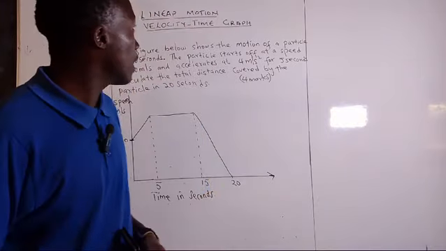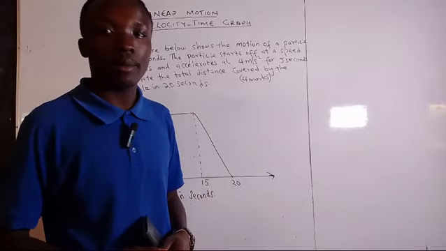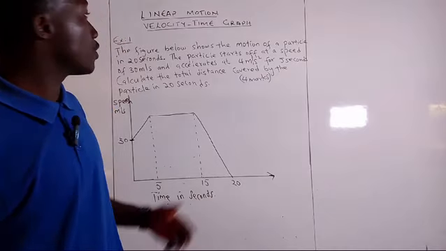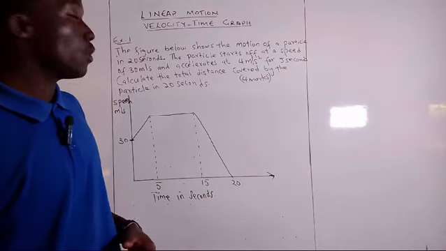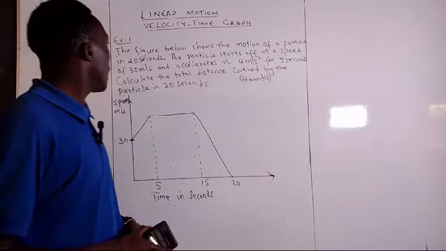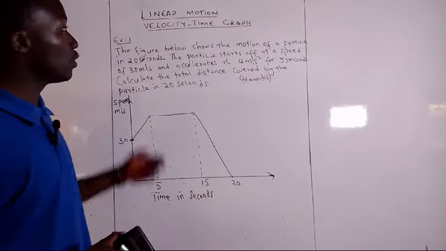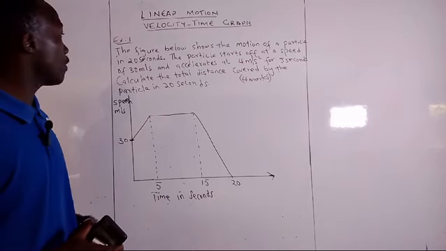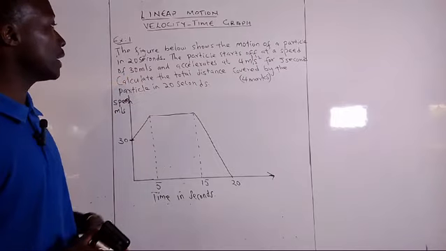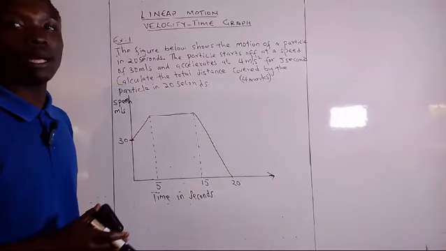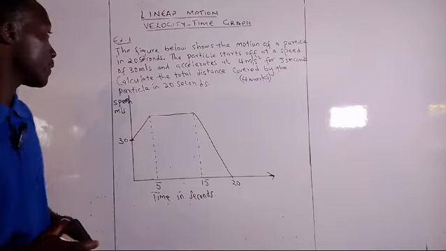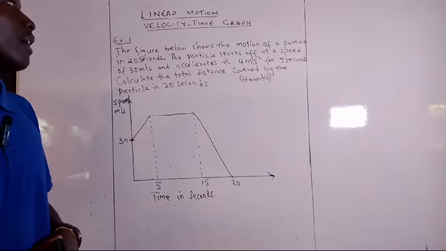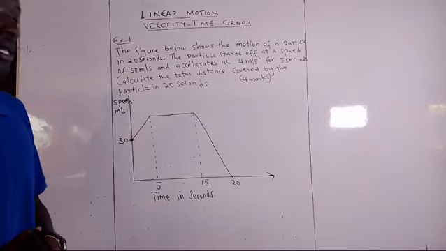Today I want us to learn something we call a velocity time graph, and we have an example here, a question concerning linear motion. Our example states that the figure below shows the motion of a particle in 20 seconds. The particle starts off at a speed of 30 meters per second and accelerates at 4 meters per second squared for 5 seconds. Then the question asks: calculate the total distance covered by the particle in 20 seconds.